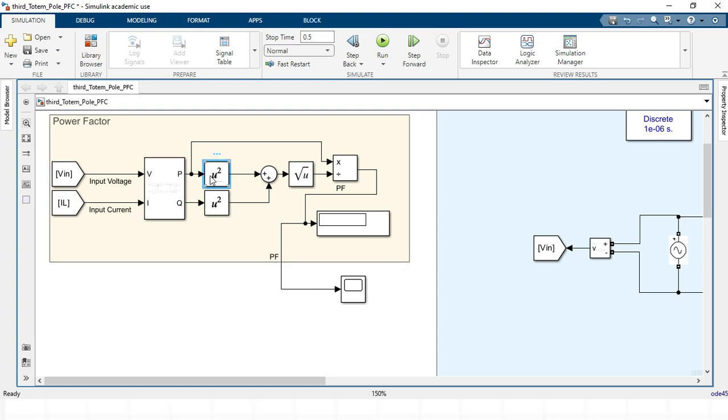I have taken my P and I am squaring it, so I am getting P square. Similarly, I am taking my Q and squaring it, so I am getting Q square. And I am taking the square root of this. So what is the output expression here? Square root of P square plus Q square.